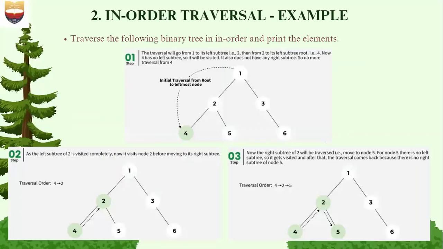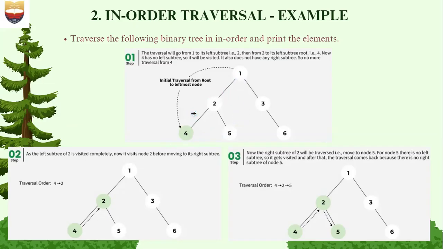Next, we shall have one example. Traverse the following binary tree in order and print the elements. Again, I have taken the same binary tree structure in order to perform in-order traversal. Here, what are the steps we have seen? First, we have to visit the left subtree, next we have to visit the root node, and finally we can visit the right subtree. Therefore, here the left subtree is this portion, because 1 is the root of the tree.